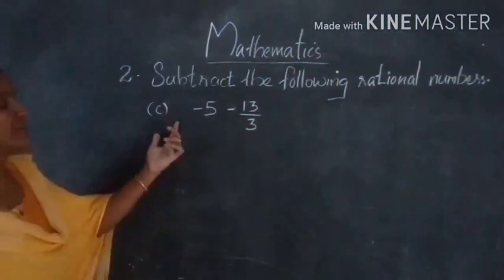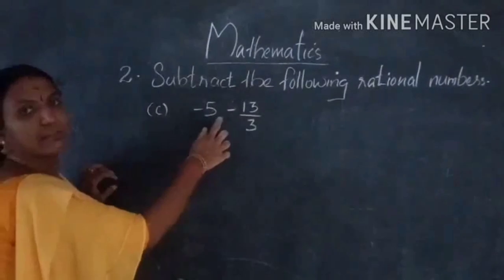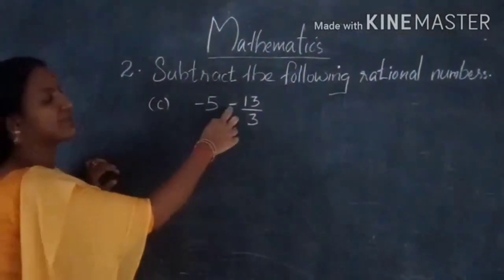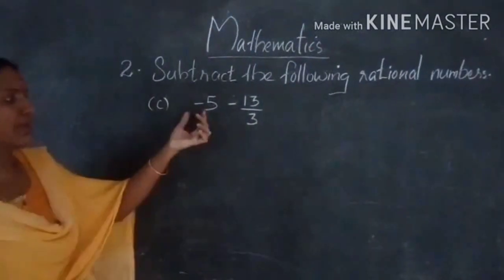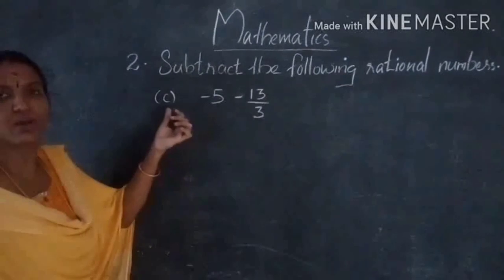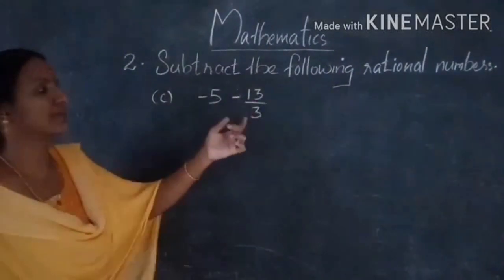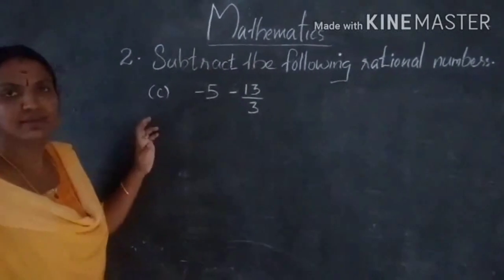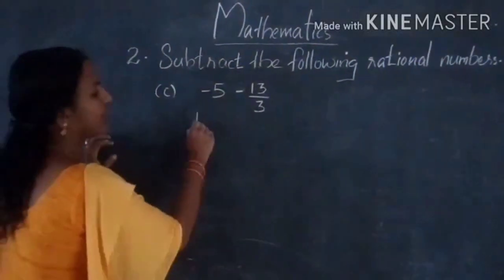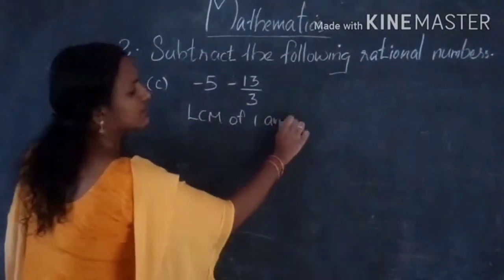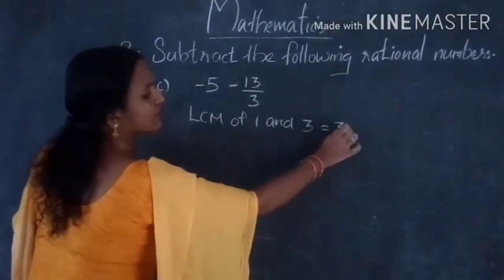Then the next question, minus 5 minus 13 by 3. Again, minus 5 can be written as minus 5 divided by 1, minus 13 by 3. So we find the LCM of 1 and 3. LCM of 1 and 3 is 3. The LCM of 1 and 3 is equal to 3.